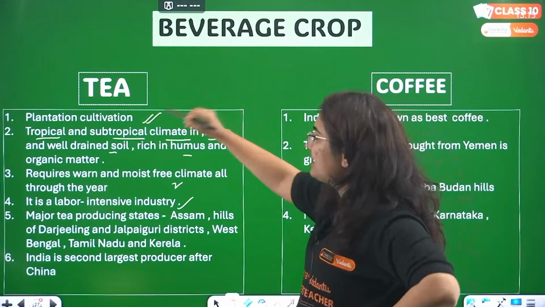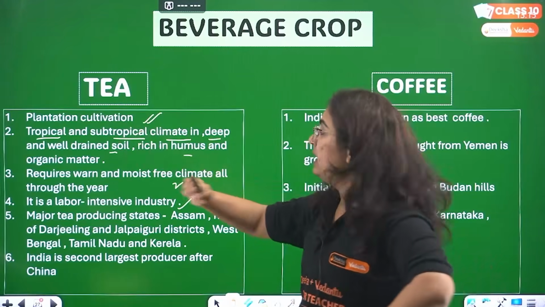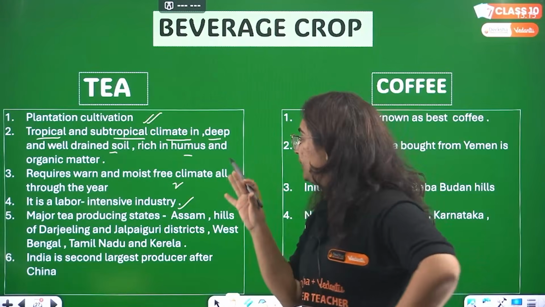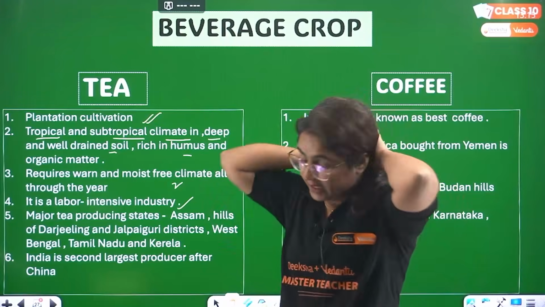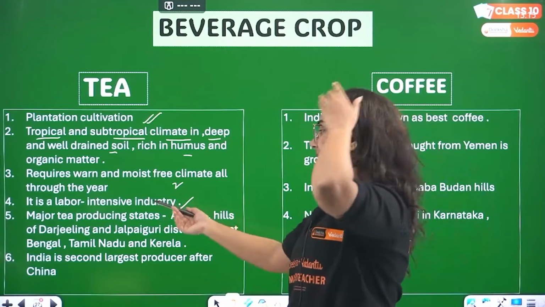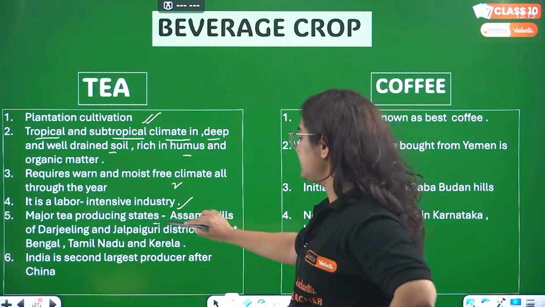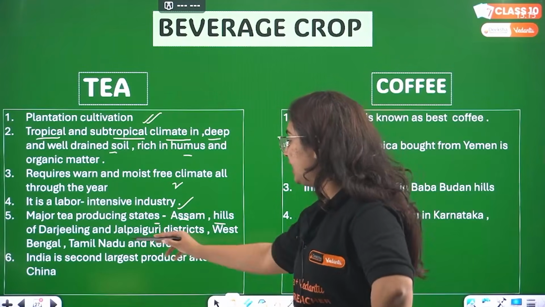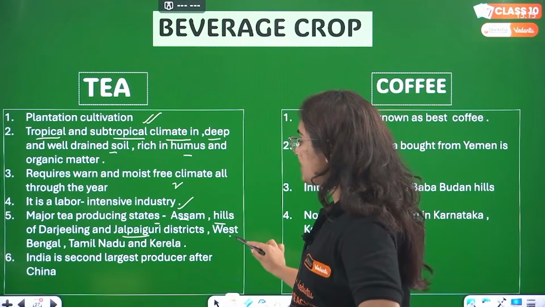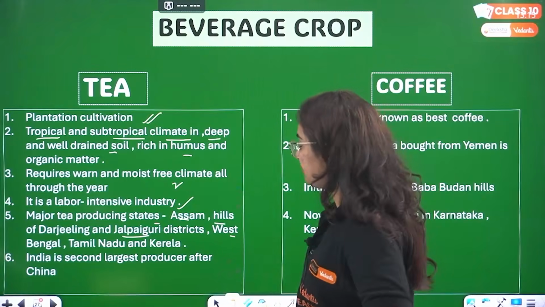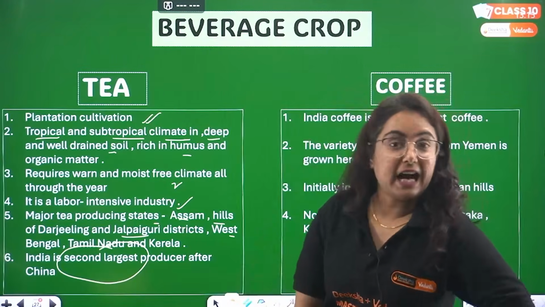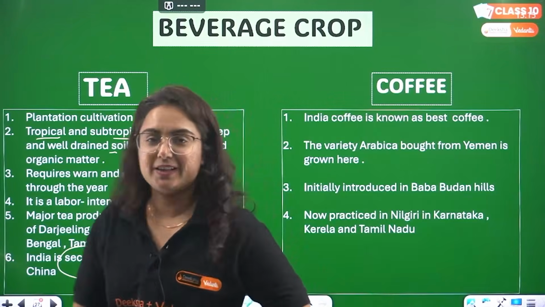So, tea, it is a type of plantation cultivation. Tropical and subtropical, it requires a moisture-free climate, but yes, well drained soil. It is a labor intensive industry. Major tea producing states are Assam, along with the hills of Darjeeling, Jalpaiguri district in West Bengal, Tamil Nadu and Kerala. And India is obviously the second largest producer of tea after China, like we are in rice too.